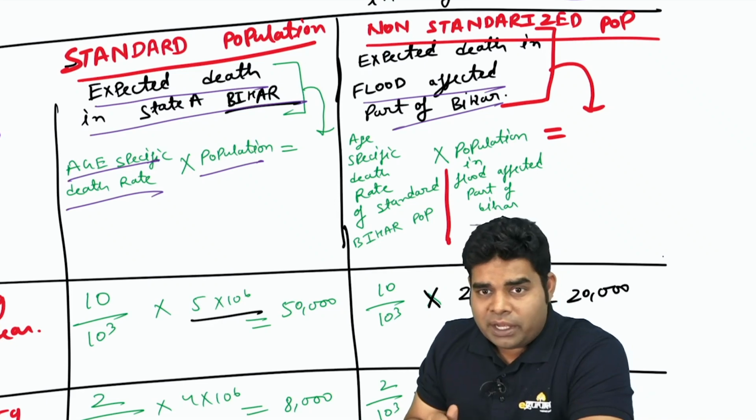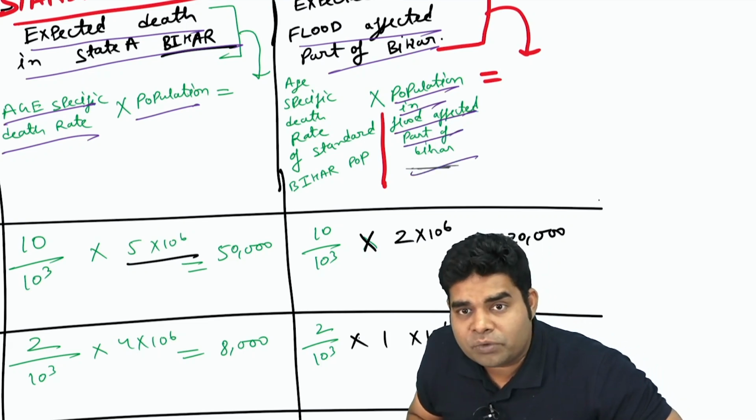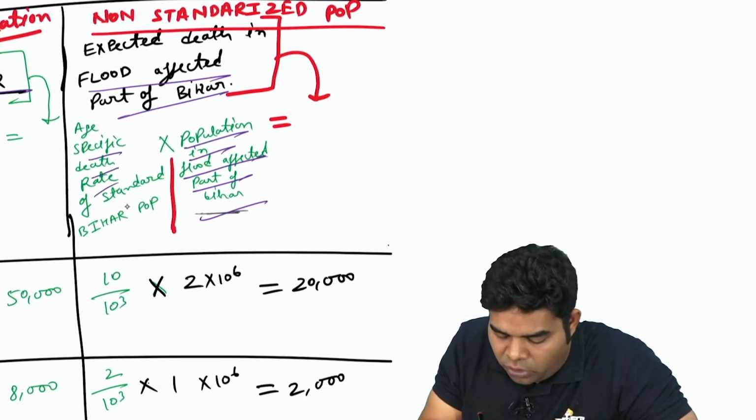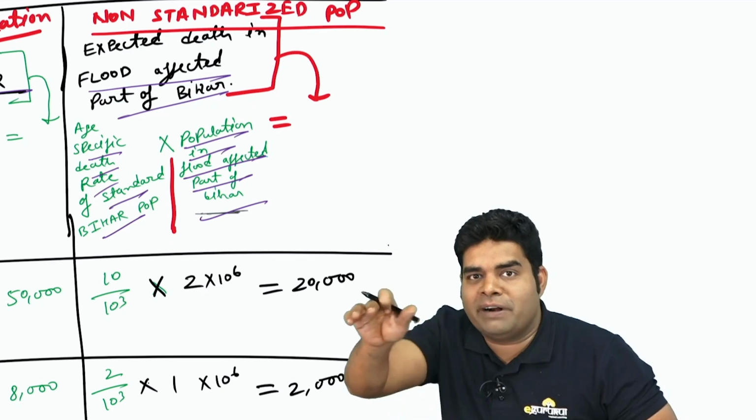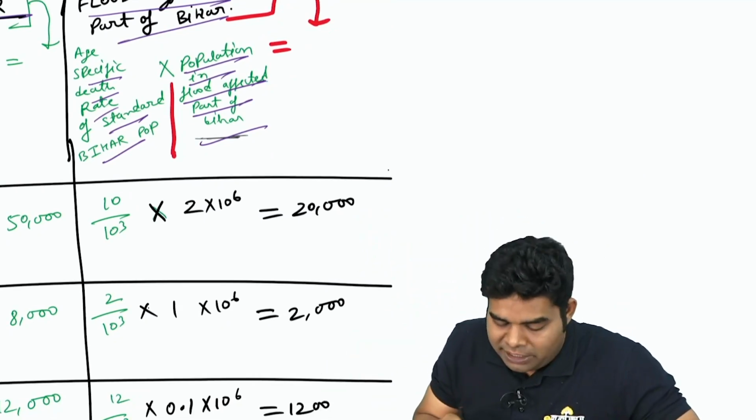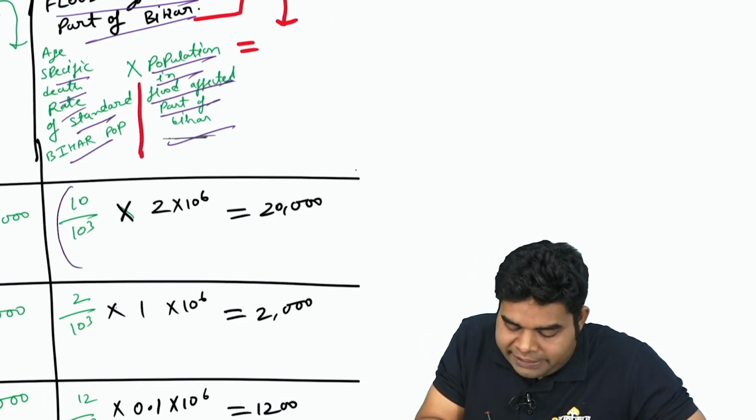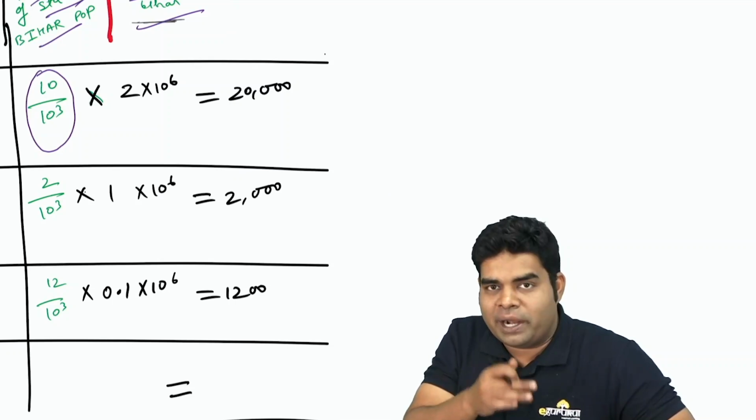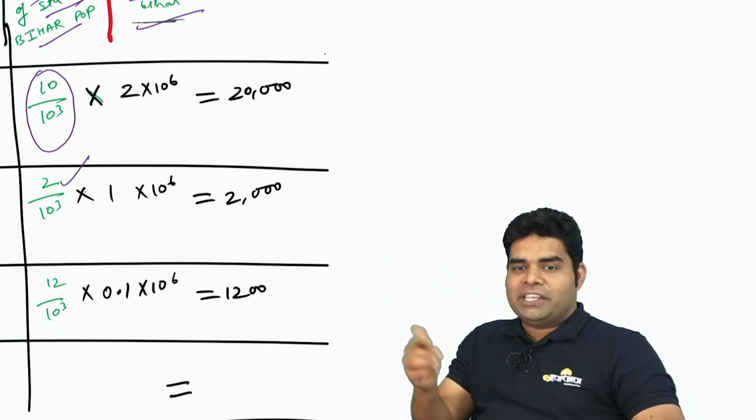So what we do here is take the population present in the flood affected part of Bihar, and to know the expected death in this population, we multiply it with the age specific death rate of the known population of Bihar, because we do not know this age specific death rate for the flood affected part, but we know it for the whole Bihar, which is a standard population. If you remember from our previous example, the age specific death rate for the whole Bihar was 10 per thousand for 0 to 29 years, 2 per thousand for 30 to 59 years, remember? And for more than 60 years, it was 12 per thousand.